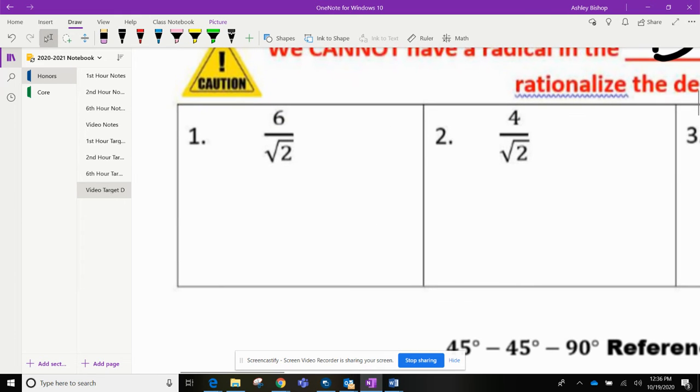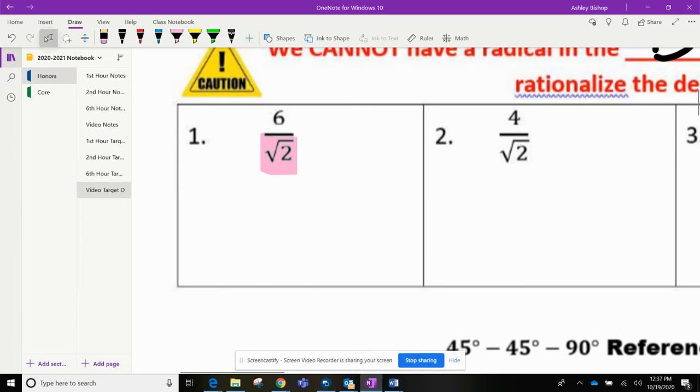So if I'm doing this problem, I notice right away that there is a radical, that's a square root, in my denominator, and I am not allowed to have that. It is math illegal. I cannot have a radical in the denominator. My answer can never have a square root in the bottom of my fraction. And so you're going to follow the same steps every time in order to get rid of it.